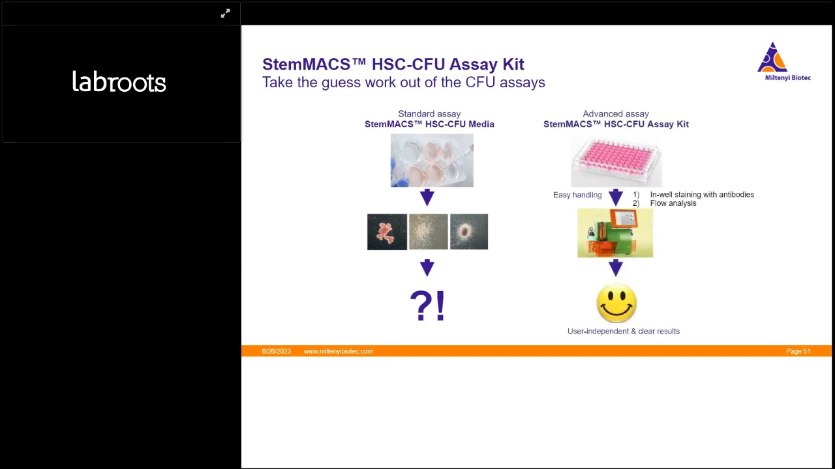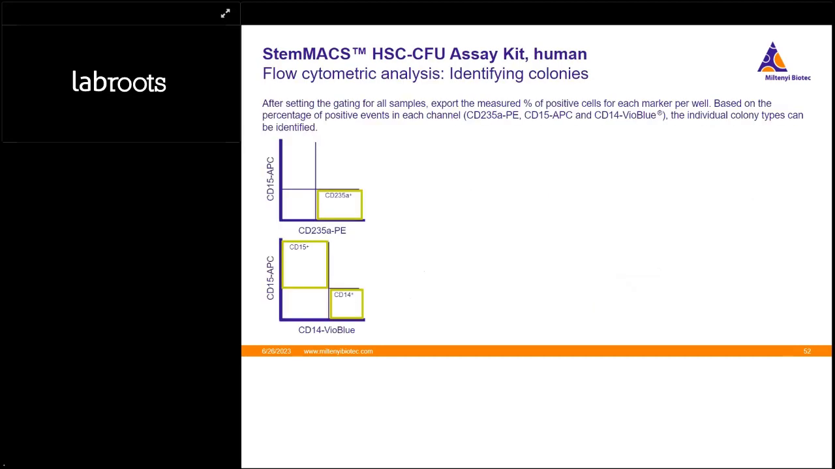What we have over here is that we can run the same assay, but in an automatic, high throughput manner, in 96 well plates, and then examine the result using flow cytometry. The result will therefore be user independent, removing most of the subjective factors. It will be a very objective kind of measurement, and hopefully much more accurate as well. Why can we do that? Well, here's the thing. We have a few markers that we can use to specifically determine what kind of CFU it is, because different CFUs have a different expression pattern among CD14, CD15, and CD235.